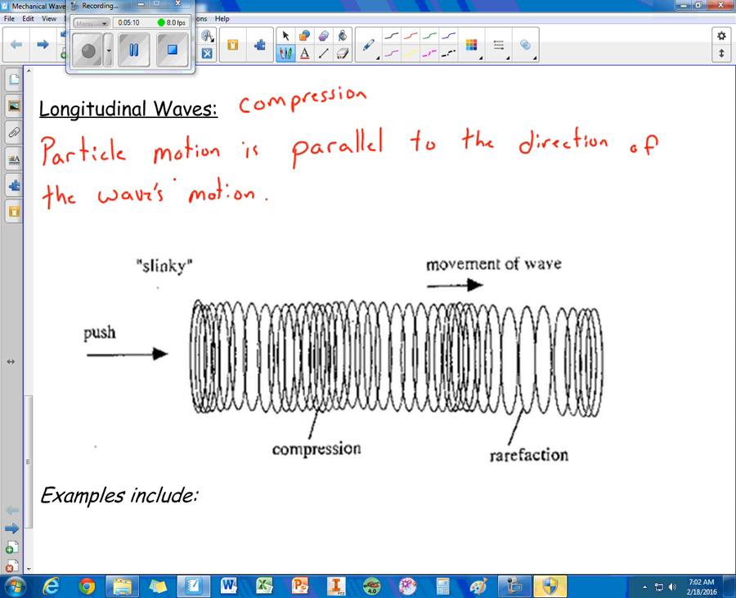With these, a slinky is really the best example for longitudinal waves. As this wave travels through the slinky, we get this part where the rings of the slinky are pushed together or compressed. And we have this part where they are stretched apart. We call that rarefaction. As this moves through the medium, it would compress and then stretch apart, compress, stretch apart, compress, stretch apart. And that's how the wave moves through this.